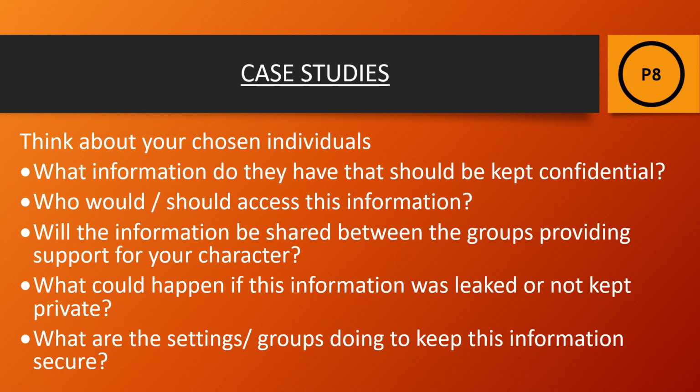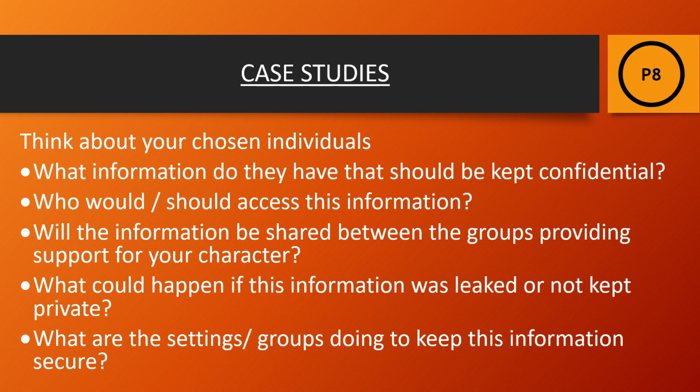So let's think about our case study characters, just very quickly, based on what we've already covered. Once you've talked about what confidentiality is, how to manage it, when you can breach it, why it's important, and the legislation that's in place, think back to your case study characters. What information have they got that should be kept confidential? That could be about their medical history. It could be about their social circumstances, their living conditions, and obviously their current situation. It might be about any medication they're taking, any support they receive, any contact details they may have.